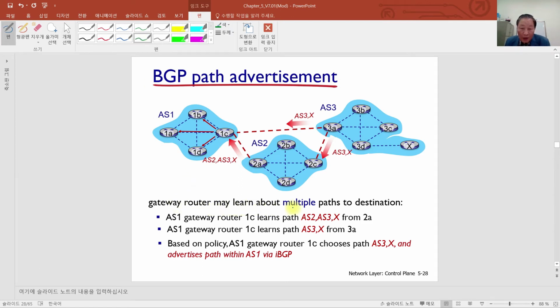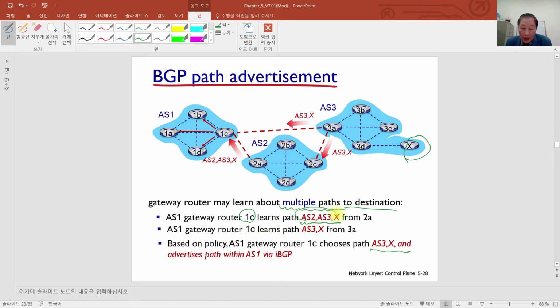A gateway router may learn about multiple paths. Sometimes this gateway may learn about multiple paths to a destination. The destination is X. AS1 gateway router 1C is learning about the path AS2 through AS3 X that was given from this, because that is propagated to this, and that is another gateway here, and that information is given to this, if accepted and approved.